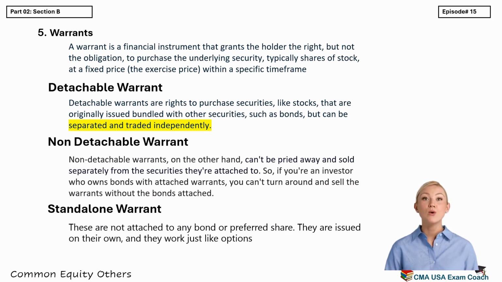In summary, a warrant is a tool that gives you a right to buy company shares at a fixed price. And depending on how it's issued, it could be detachable, non-detachable, or standalone.